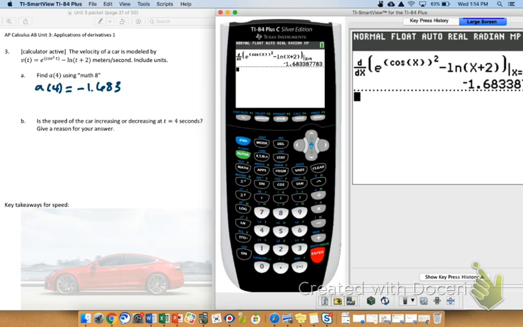So B says, is the speed of the car increasing or decreasing at t equals 4 seconds? Give a reason for your answer. So this is obviously a binary thing. The answer is either increasing or it's decreasing. And that's why you've got to give an answer or a reason for your answer.